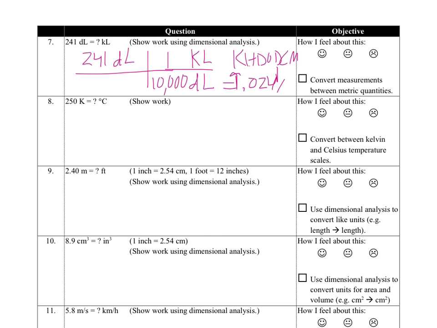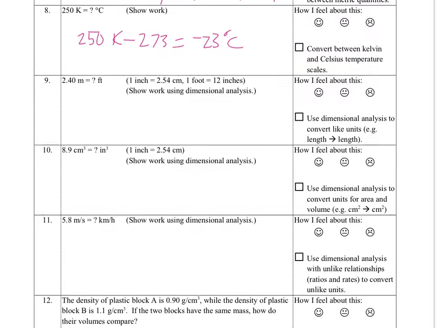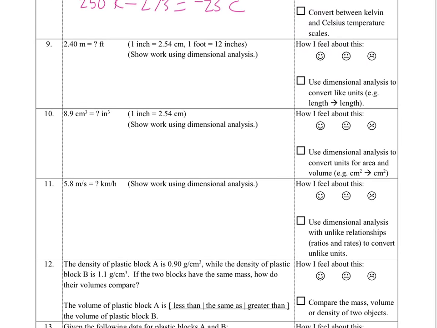Number 8. Kelvin equals Celsius plus 273. So 250 Kelvin minus 273 equals negative 23 degrees Celsius. Okay.